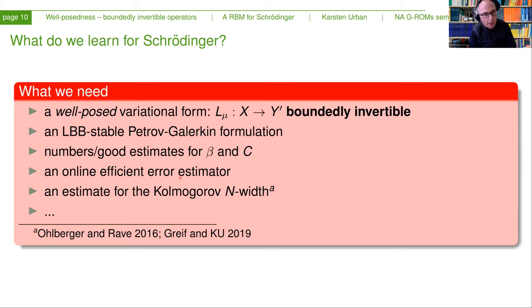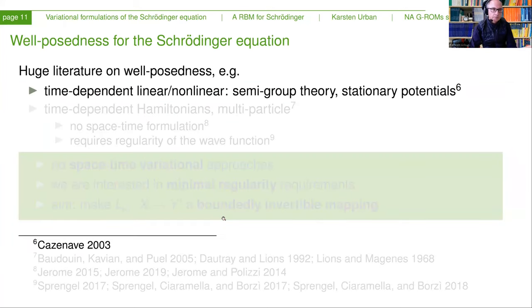And that is already somehow bad news, because in the same paper by Mario and Stefan Rave, it was proven that the Kolmogorov n-width is poor for the transport equation, and we generalized that for the wave equation. Now, since transport and wave are already in the spirit of hyperbolic, and we know that Schrödinger is also a problem in that direction, we somehow have to expect that the Kolmogorov n-width, at least for certain cases of the Schrödinger equation, is also poor. Okay, so that's the issue with which we are confronted here.